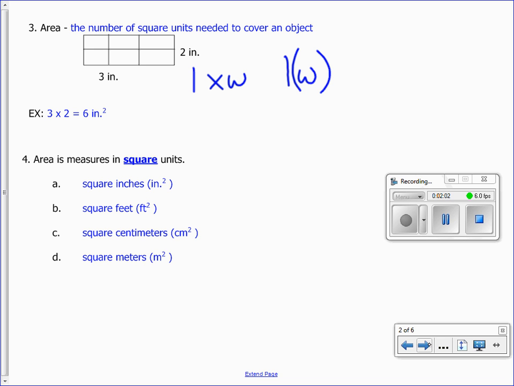So number 4, your area is measured in square units. So you have square inches, which you denote just like in the example, IN with a period and the number 2. Square feet would be feet squared if you were to abbreviate it. Square centimeters would be CM squared abbreviated. And square meters would be M2.